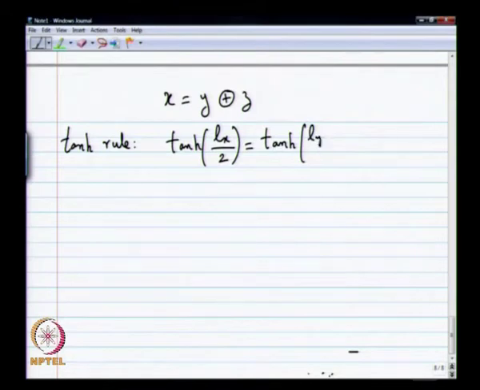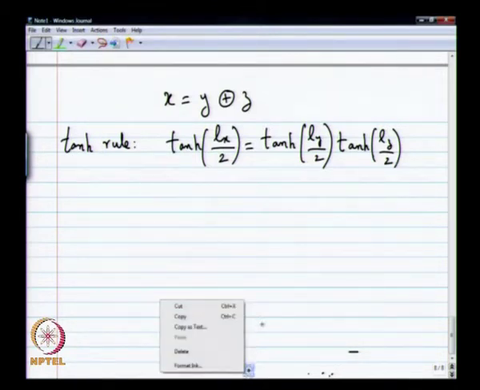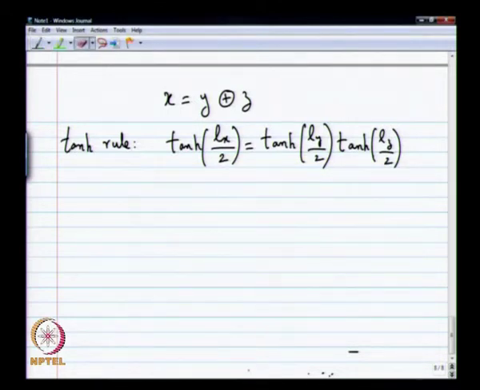hyperbolic of Ly by 2 times tan hyperbolic of Lz by 2. Now, why is this form any better than any of the previous forms that we have had? Remember, now if I go back to my equation, what is my original equation I started with?